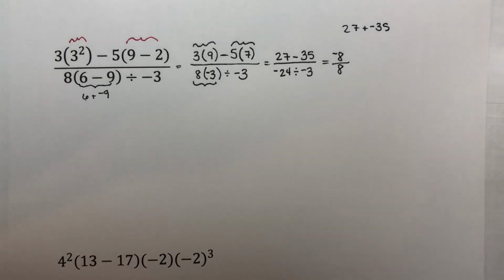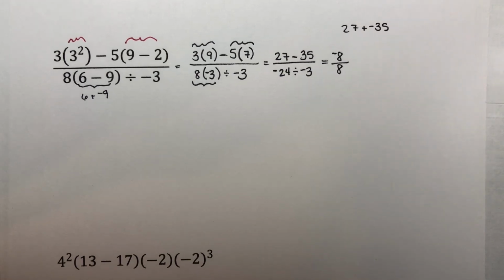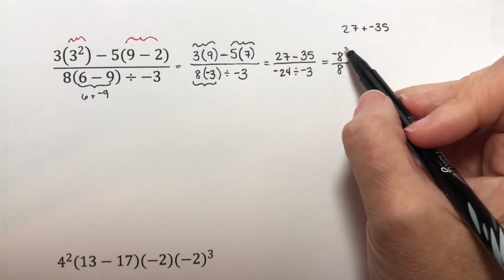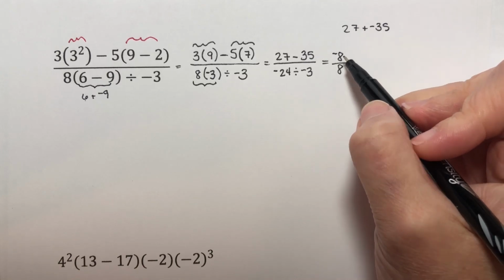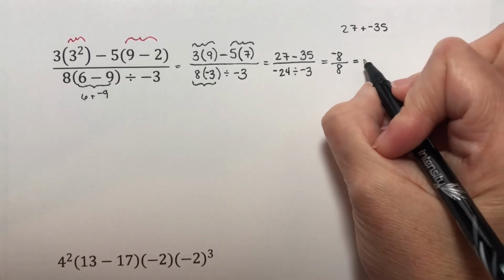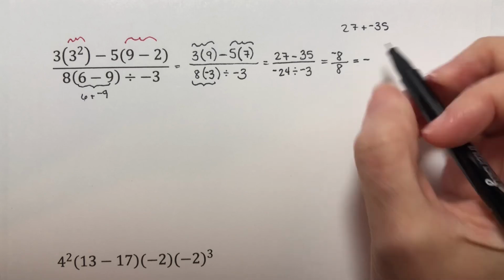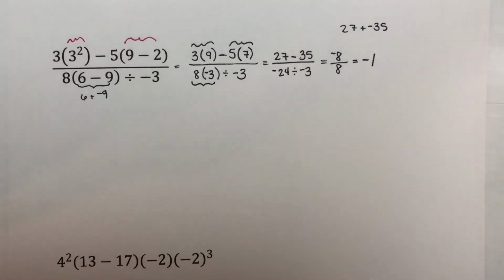And finally, we have simplified the top and the bottom as much as possible. So now we can do that final division. Negative 8 divided by 8. They have opposite signs, so our answer is negative. 8 divided by 8 is 1. So your answer is negative 1. Sorry, I said 1 at first, but it is negative 1.